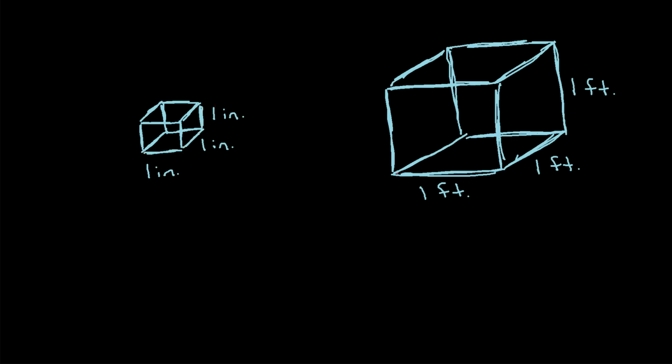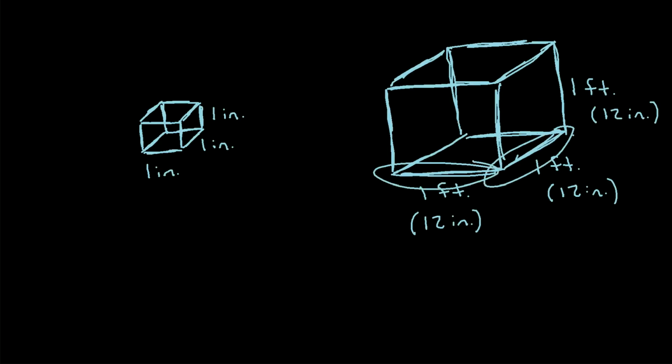Now, a cubic foot is also a cube, but its dimensions are: the width is 1 foot, the length is 1 foot, and the height is 1 foot. Now, we know that there are 12 inches in a foot. So if we want, we could instead say that the dimensions of a cubic foot are 12 inches by 12 inches by 12 inches. So if we wanted to find the volume of this cube right here, all we have to do is take the width times the length times the height. So that would just be 12 times 12 times 12.